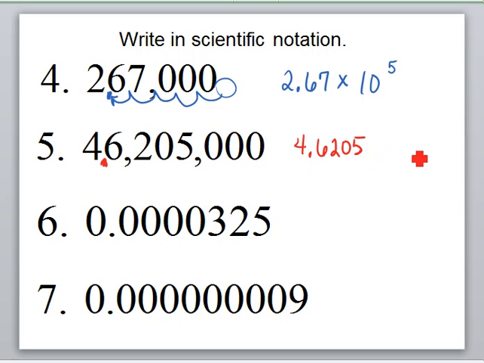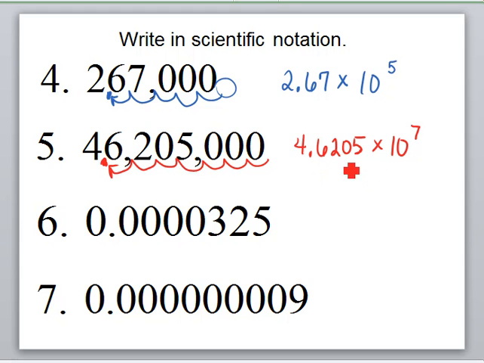So I'll write that number, 4.6205. Now I don't have to write any of the zeros that follow, just all the numbers up until I get just zeros left over. I move the decimal 1, 2, 3, 4, 5, 6, 7 places, so I know it needs a 7. But is it a positive 7 or a negative 7? That's the next question you have to ask yourself.